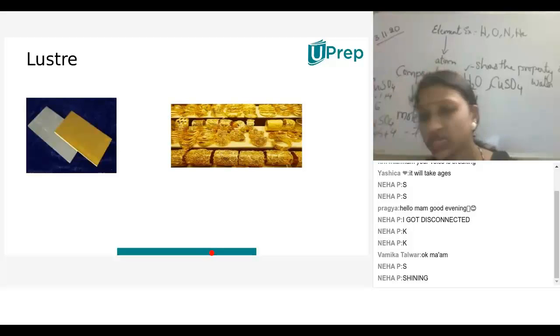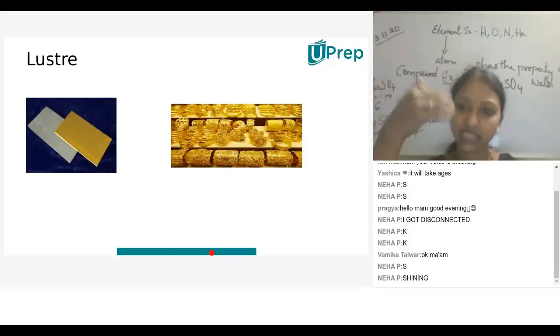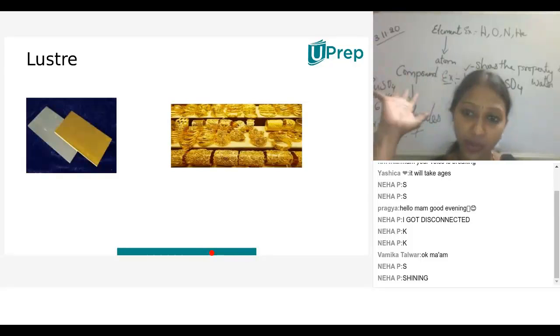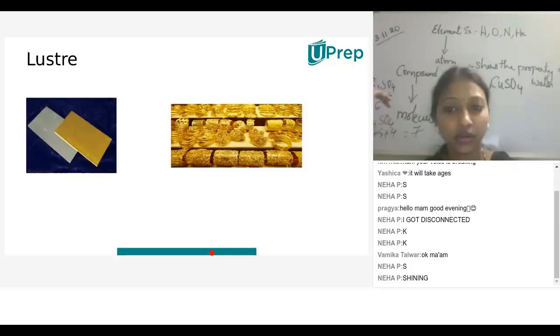Almost all the metals are gray in color, but there are some exceptions. Gold and copper. Gold is yellowish in color, and copper is reddish brown in color. Understood? But almost all the metals are gray in color. So when we go to the shining or lustrous property, definitely we give the example of gold.